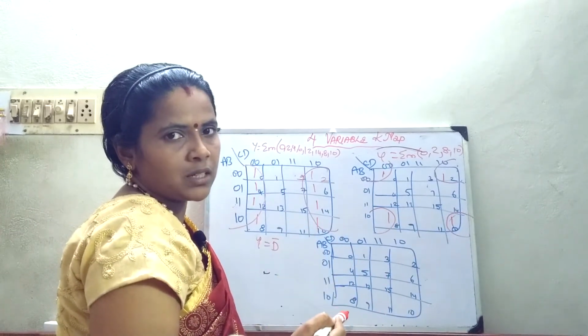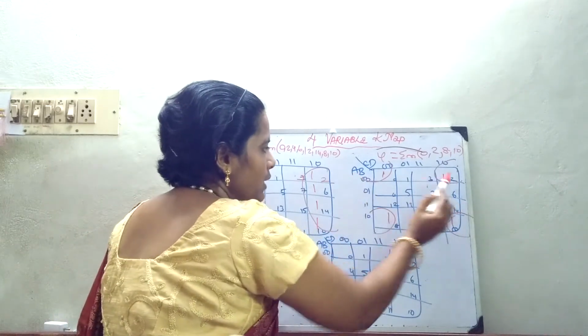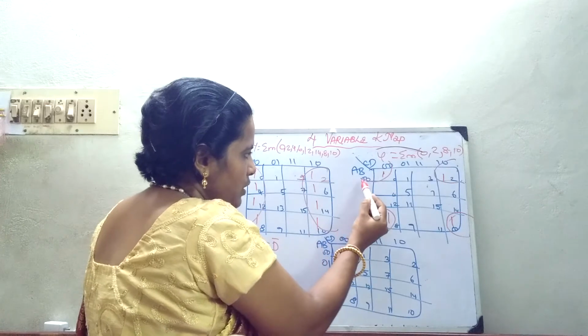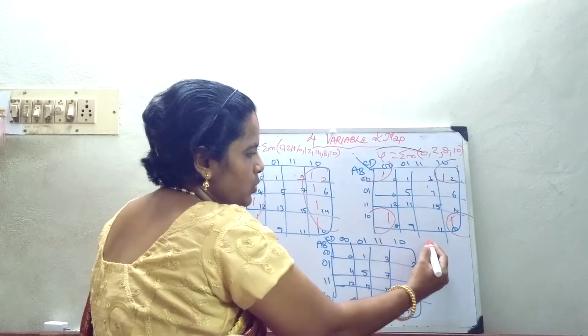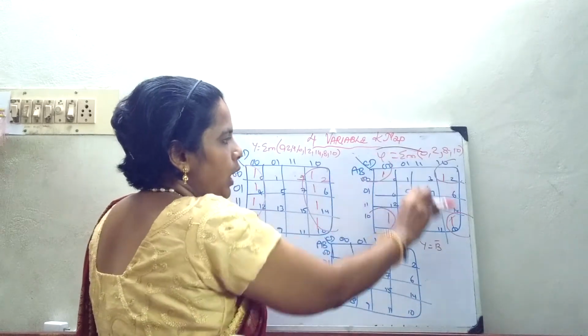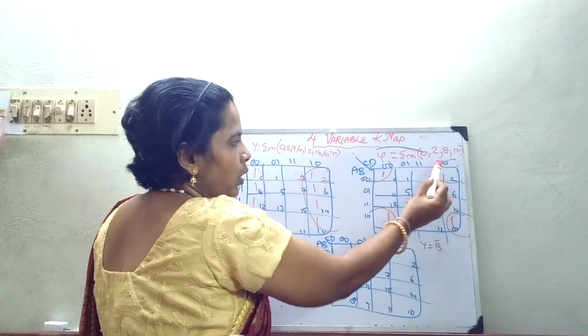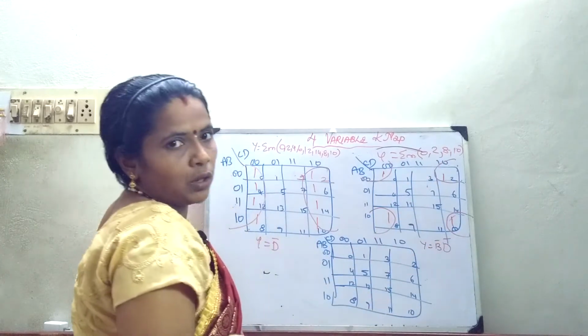So then what is the next step? See the row wise and column wise. So what will be the expression? Row wise, these 2 rows are there. So first check the first variable. 0, 1 not matching, 0, 0 it is matching. So y is equal to B bar. Now see these 2 columns. First value 0, 1 not matching, 0, 0 matching. So D bar. That's all.